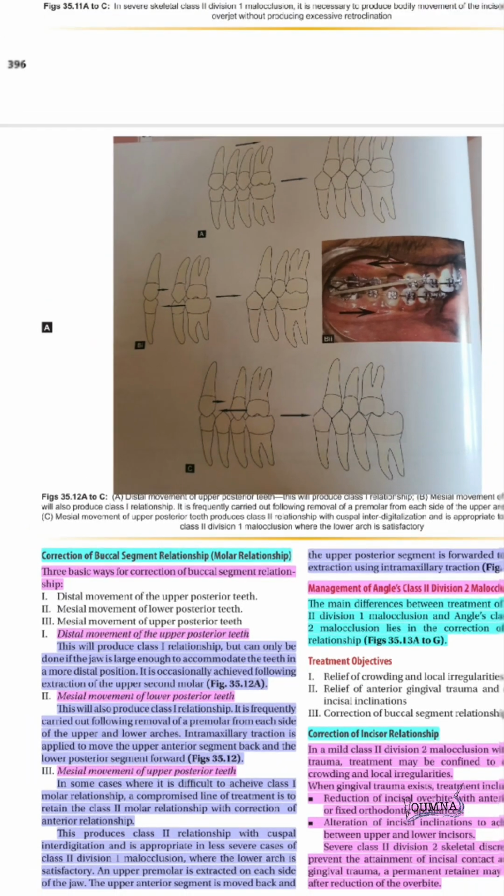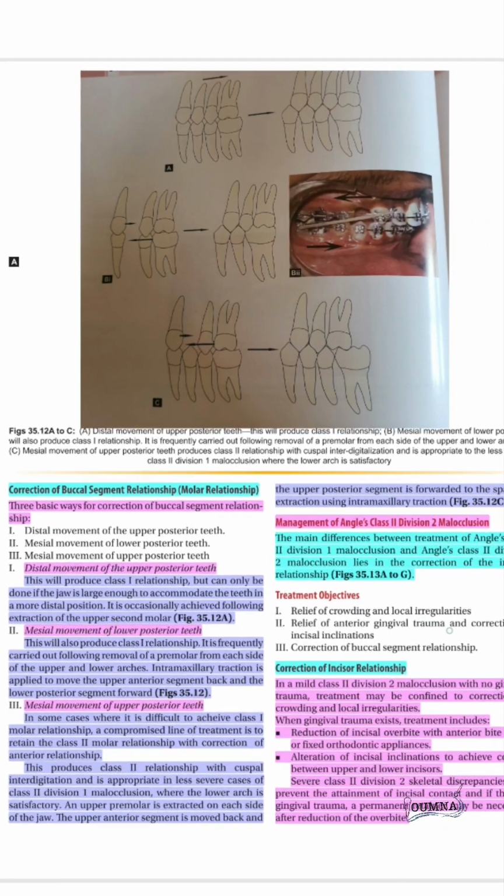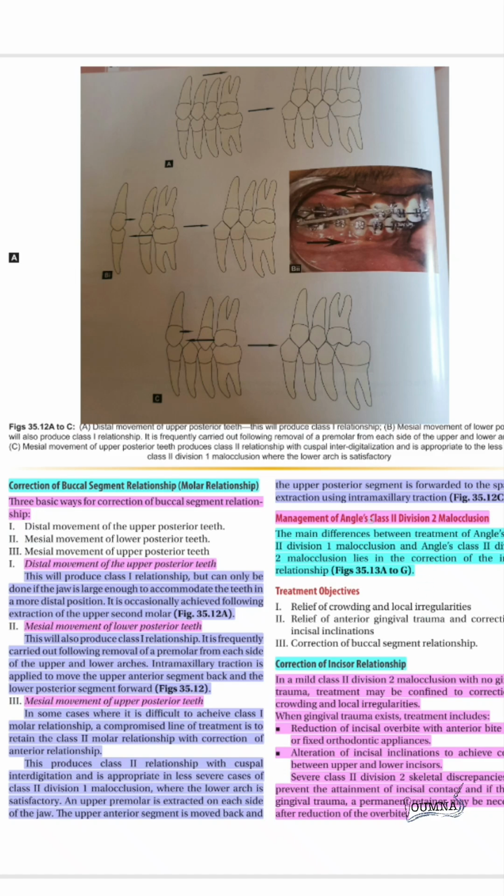Now, how to fix the molar relationship? We have 3 types of choices that need some concentration. We can do 3 types of movements. The first one is a distal movement of the upper posterior teeth. Here we can do some retraction of the upper teeth in order to get class 1 occlusion between the molars, and in these cases we should or we may extract the upper second molar.